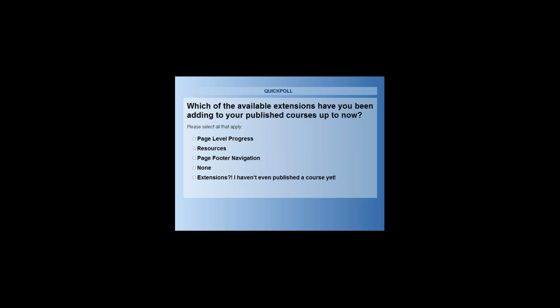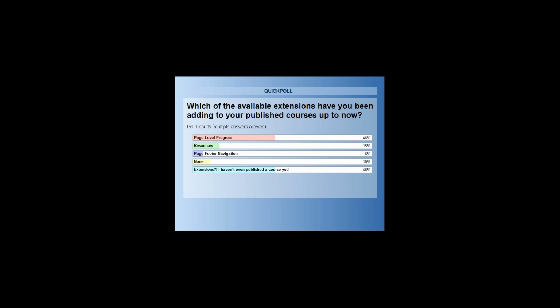Okay, so we'll share the results of that. What we're seeing, Eoin and Deborah, is a high level of respondents are using page level progress. Almost half are saying that they haven't even published a course yet, which is totally understandable. And 10% have used none.